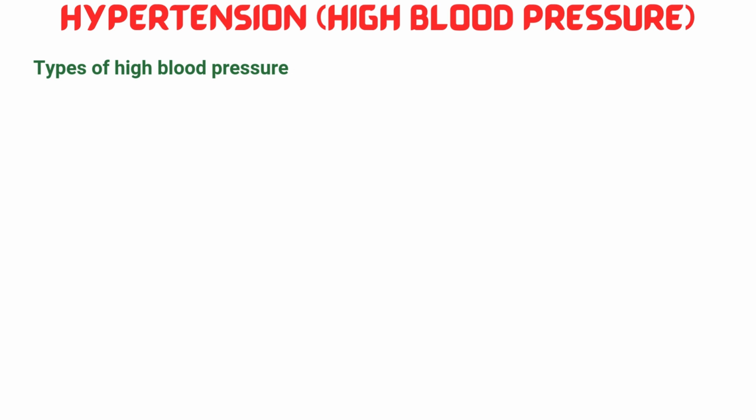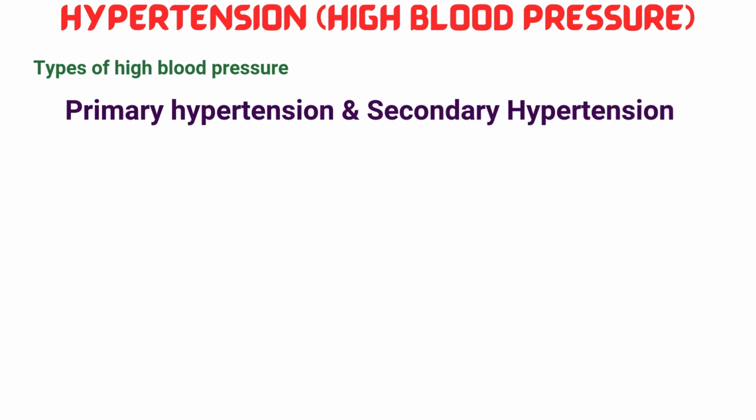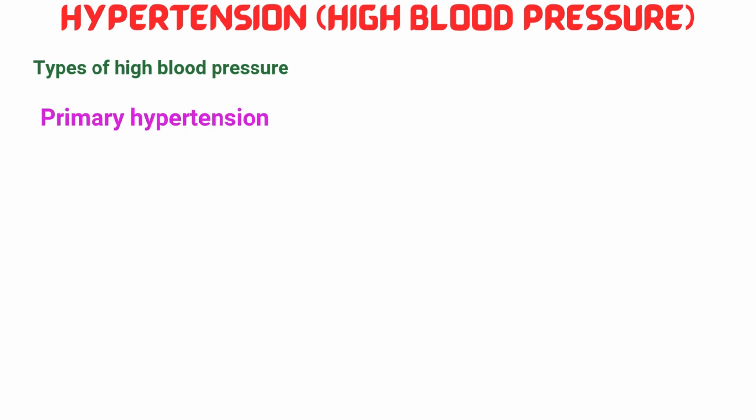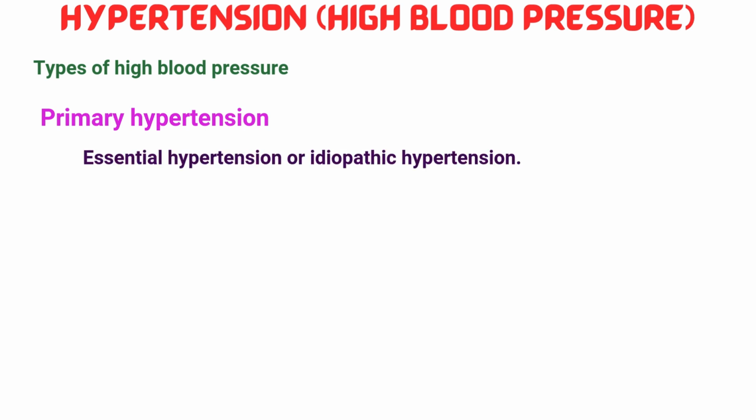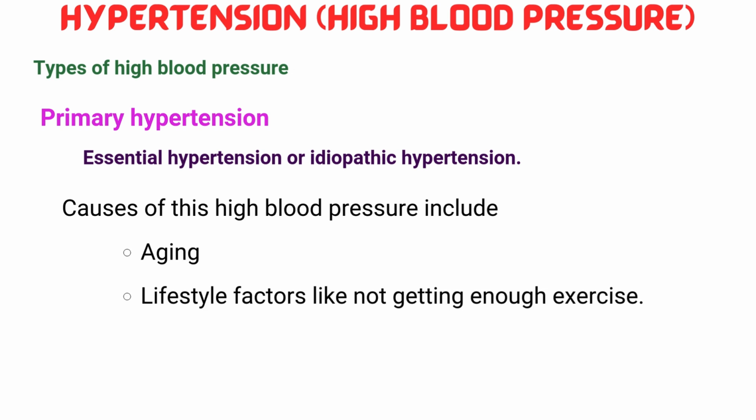Now we will see the types of hypertension. There are two types, primary hypertension and secondary hypertension. Primary hypertension: when there is no demonstrable underlying cause of hypertension, the condition is classified as essential hypertension, primary hypertension, or idiopathic hypertension. This is by far the most common type of high blood pressure, occurring in 90 to 95% of people. Genetic factors appear to play a major role in the occurrence of essential hypertension. Causes of this type of hypertension include aging and lifestyle factors like not getting enough exercise.